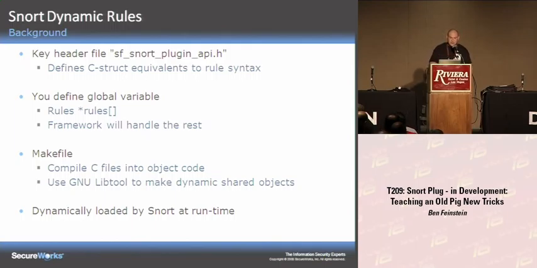rules language. Inside your dynamic rule file, or a C file that can contain multiple rules, you have this array of pointers to rules called rules. And the framework pretty much handles the rest. You point Snort to the dynamic rule shared object you've built, and you have dummy rules that have to be present. It will load them into the engine. So the Snort makefile pretty much takes care of most of it for you. It creates the shared objects using libtool, and they'll be dynamically loaded by Snort at runtime.